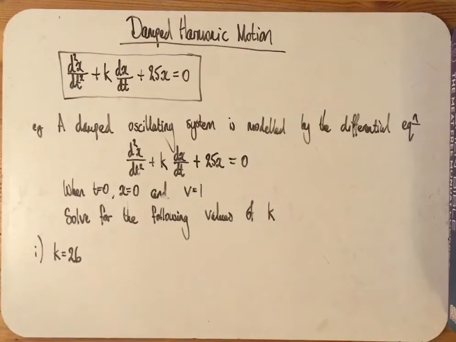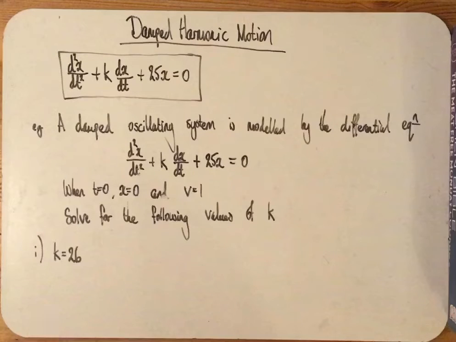Okay, damped harmonic motion. Simple harmonic motion has a constant amplitude and goes on forever. If you're modelling something with a sine wave, it's just going to oscillate forever, which is great in theory. In practice, amplitude will decrease over time and motion will die away due to resistive forces. So we can use second order differential equations to model this, and this is known as damped harmonic motion.